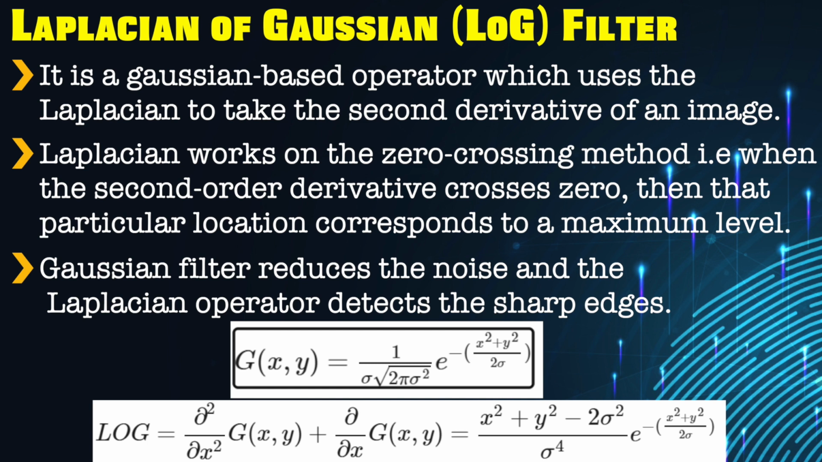So the equation for Gaussian is g(x,y) = 1 upon sigma root 2 pi, e to the power minus (x square plus y square) upon 2 sigma square. For Laplacian of Gaussian, if you apply the second order derivative, that is del square upon del x square g(x,y) plus del square upon del y square g(x,y), it will result in (x square plus y square minus 2 sigma square) upon sigma to the power 4, e to the power minus (x square plus y square) upon 2 sigma square.